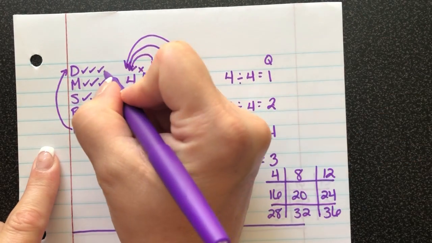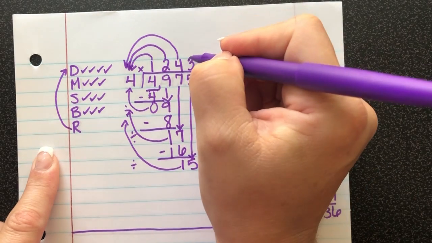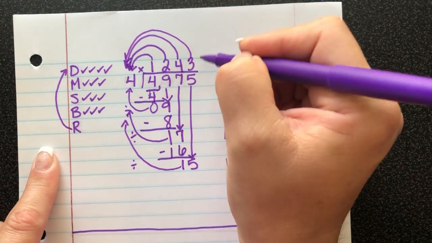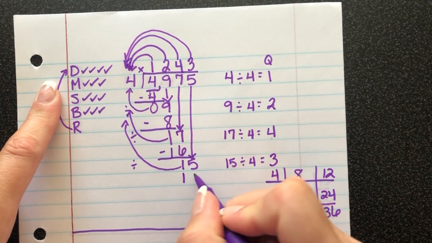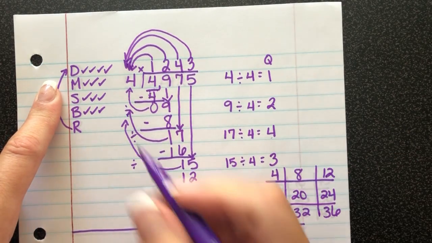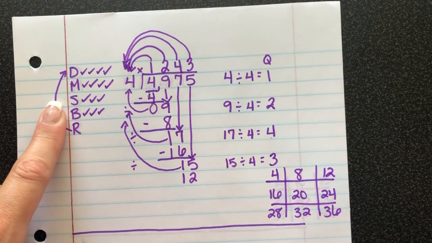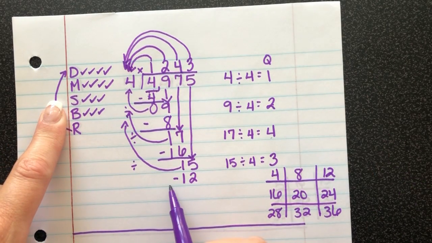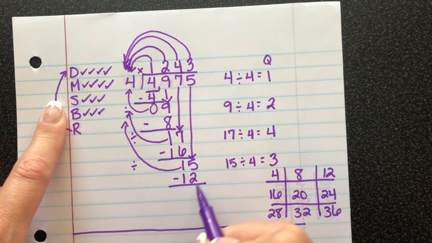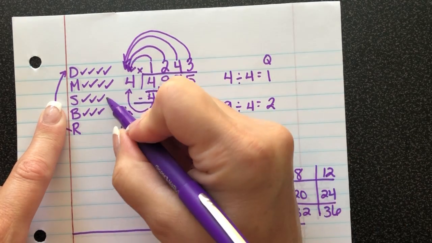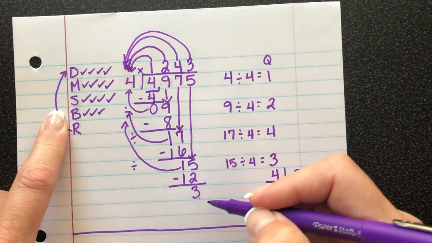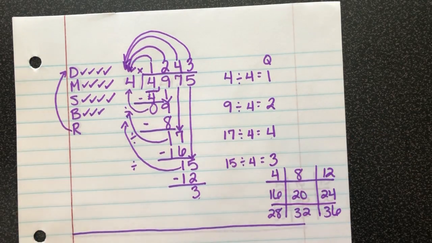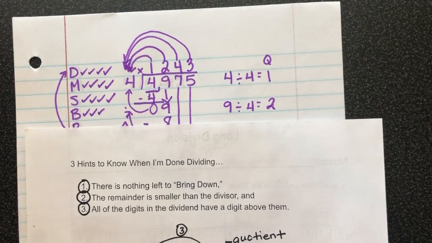So we've divided again. Now we need to multiply. So I'm going to multiply the 3 times the 4, which is 12. That 12 goes under the 15, so we've multiplied. Now I need to subtract that. 15 minus 12 is going to be 3, so we've subtracted. Next step would be to bring down. Aha, I have nothing to bring down, so that brings me to my 3 clues.